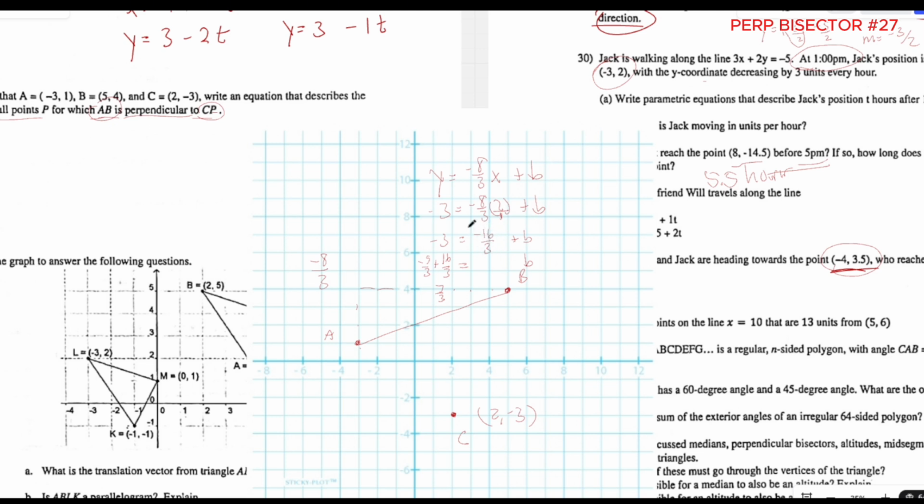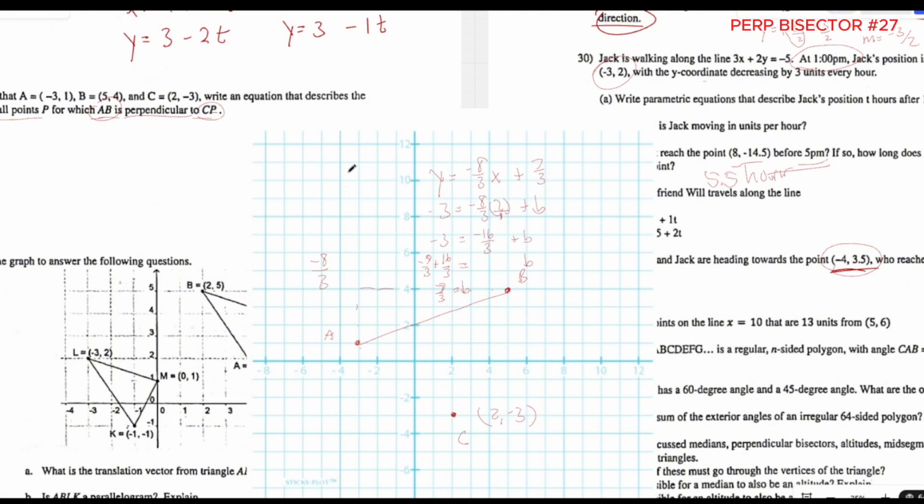Add that to both sides. I'm going to switch this to a denominator of 3. So it becomes negative 9 over 3, plus 16 over 3. Negative 9 plus 16. 7 over 3 is my b. And I just eyeball that. Yeah, that's a little bigger than 2. It's about like right there, which seems reasonable. I'll just put that back into my equation.